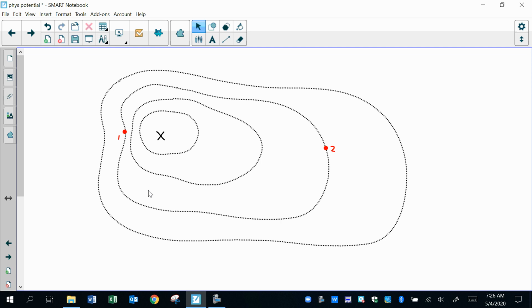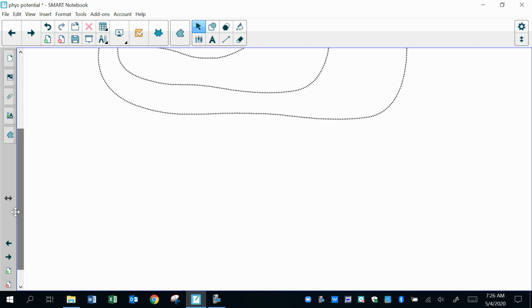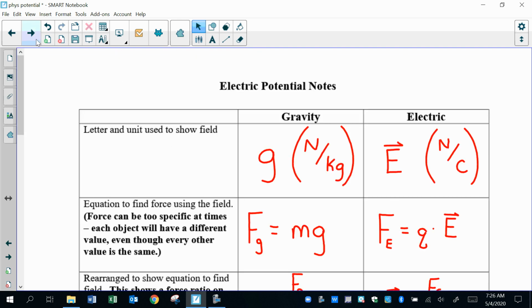So again, these are contour lines, and contour lines in physics can be used to figure out what your potential energy is, or your energy ratio, your potential. So this right here is a slide that's included for you, and we would have done this together in class. And again, what we have is our gravity column. So I'm going to look at gravity first, and then switch over to our electric potential here in just a second.